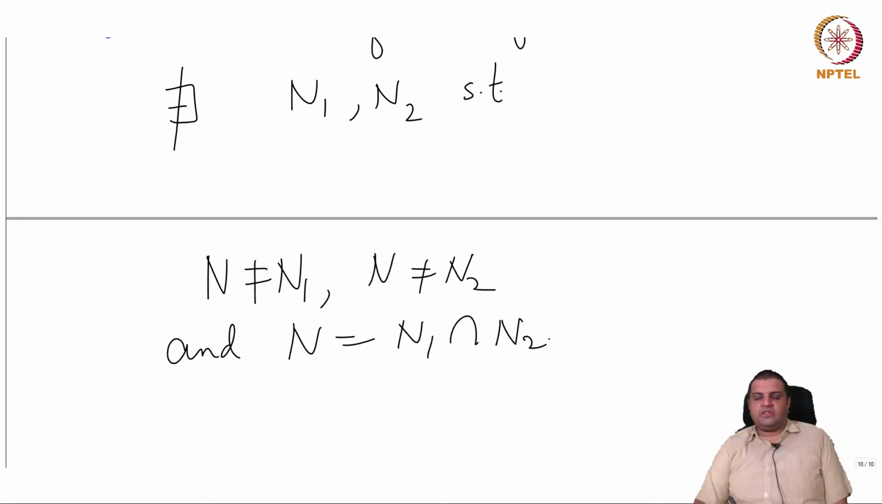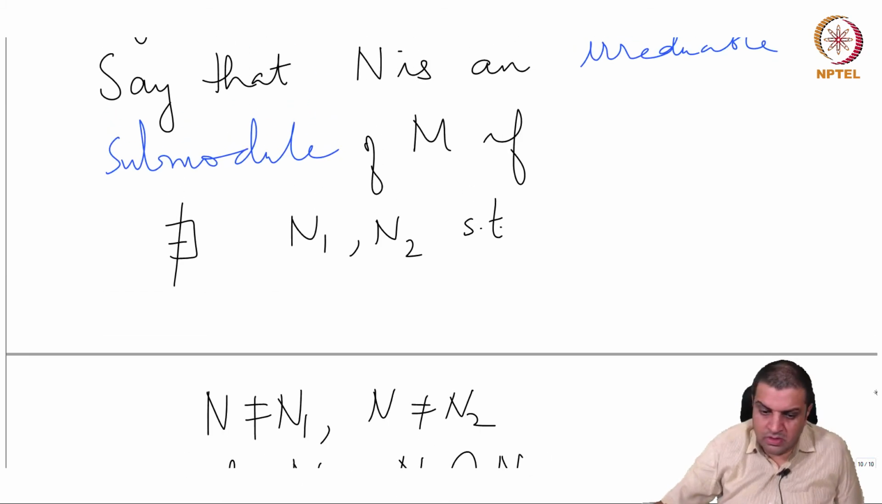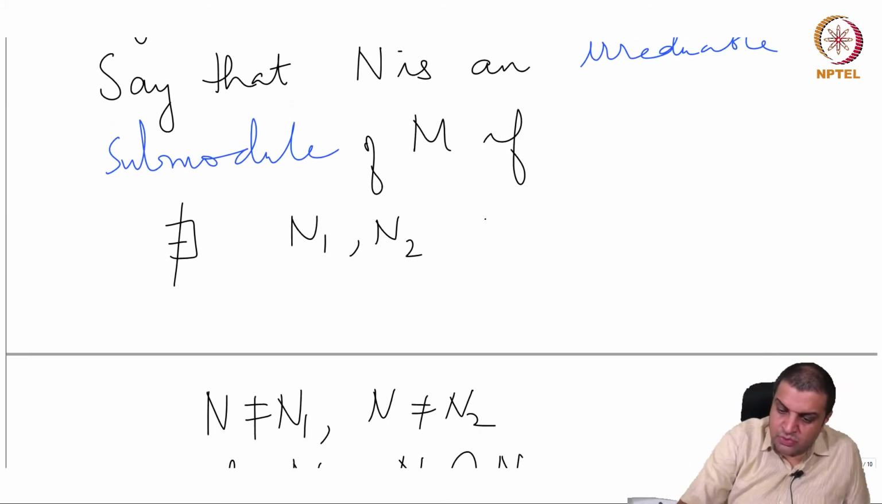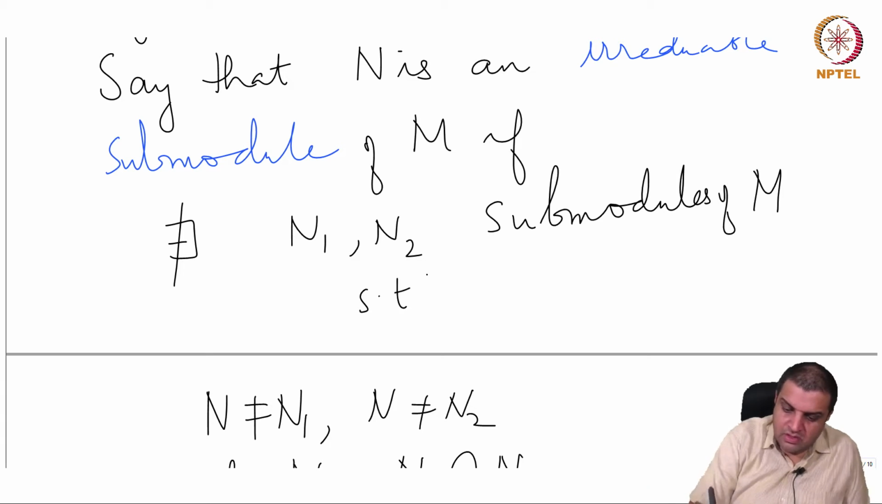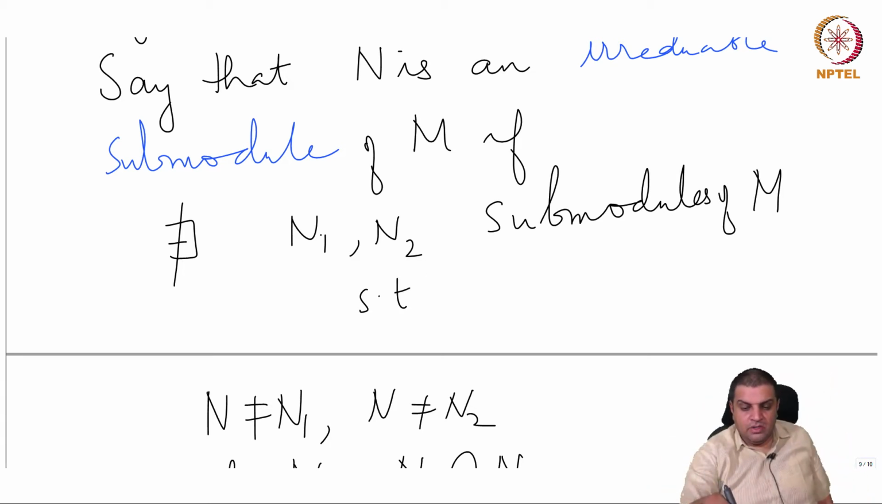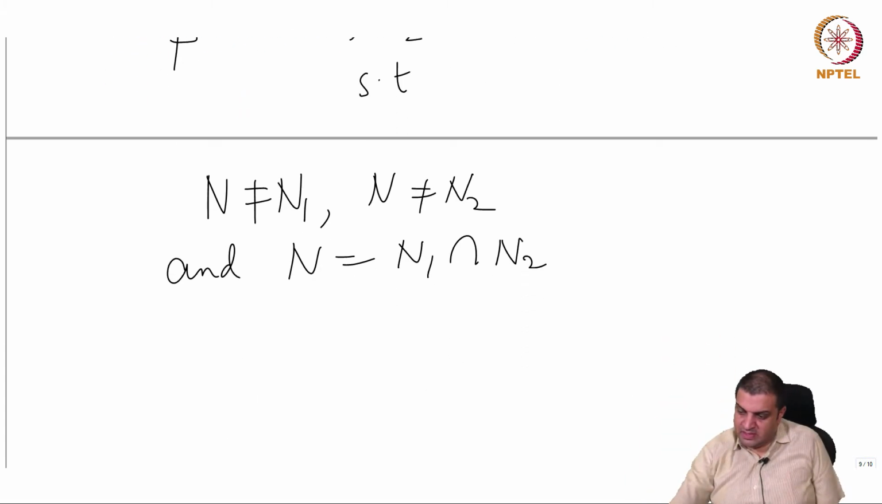So if there do not exist N1 and N2 submodules of M such that this holds, then we say N is irreducible. The point is all of this calculation, union, intersection is done inside some large module which is M. The same way we were working over ideals, where there was an ambient ring in which all the calculations were being done.